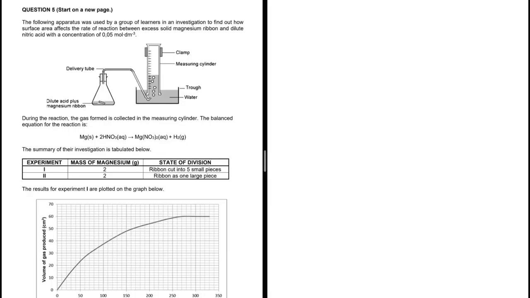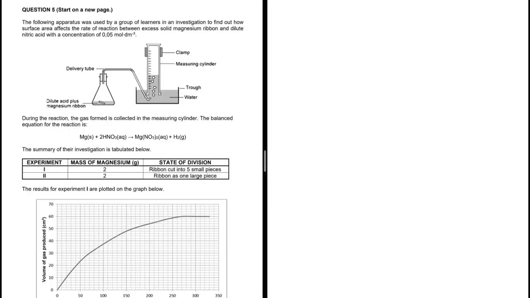Write down the dependent variable in this investigation. Well, the dependent variable is essentially what we are measuring, right? We are taking a look at the effect of state of division on the rate of reaction. So what you're measuring here is rate of reaction. It is our dependent variable. It is depending on that which is changing, the state of division, which is our independent variable. Okay, 5.2. Let's take a look at 5.3.